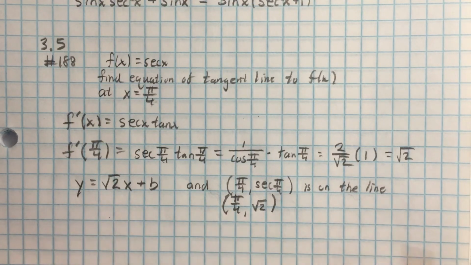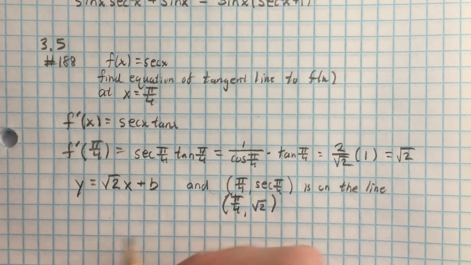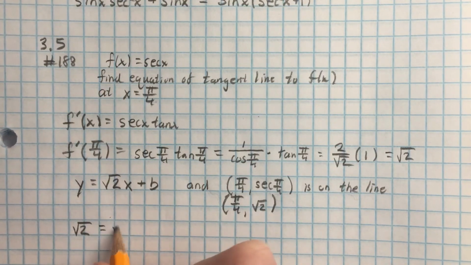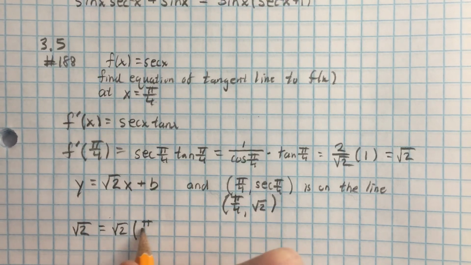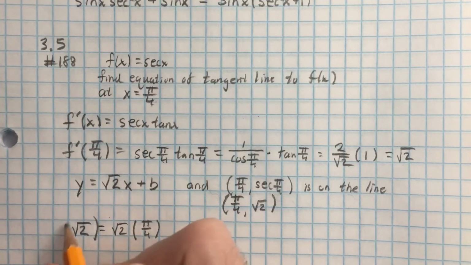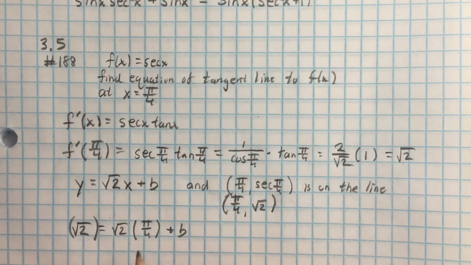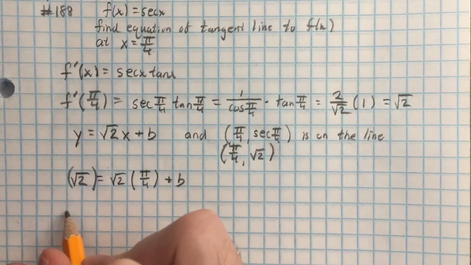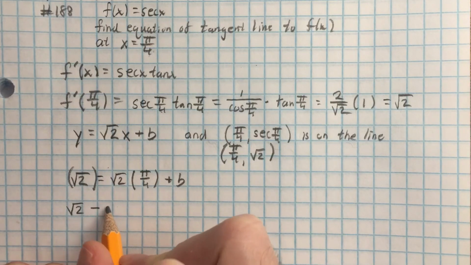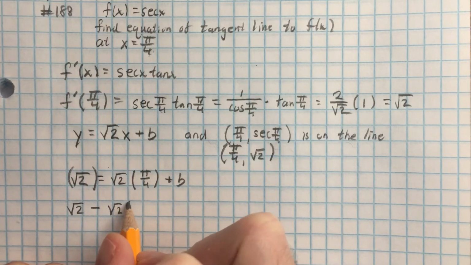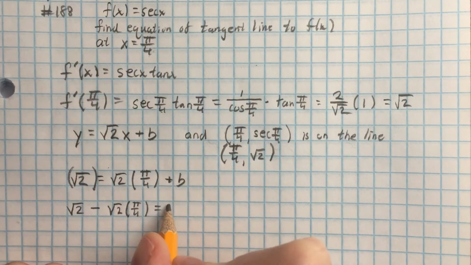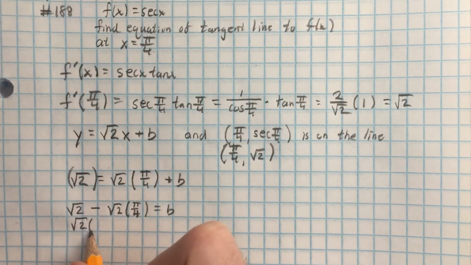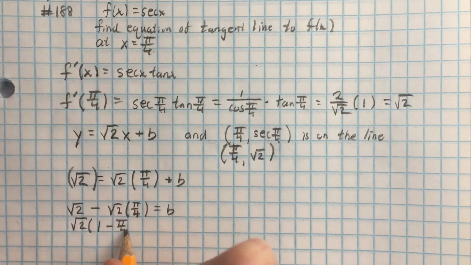So filling that in for x and y over here, to find b, we have that y is the root of 2, and x is pi on 4. Numbers are a little bit strange. Not that big a deal. So we'll subtract this over. So we'll have root 2 minus root 2 times pi on 4. And that is what b is. We can make it look a little bit nicer though if we factor off the root 2. So we have root 2, 1 minus pi on 4.